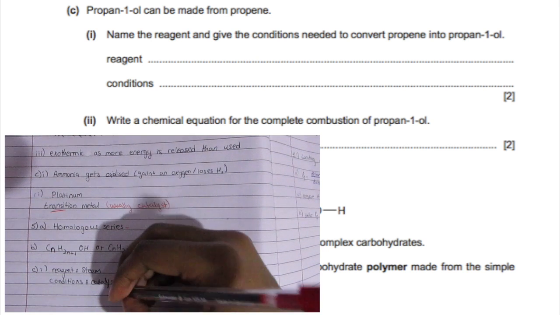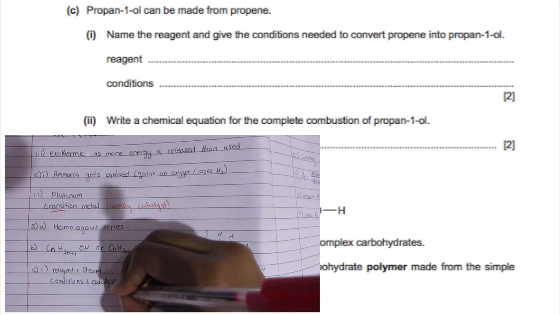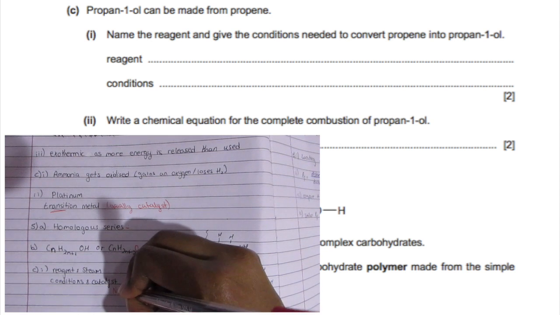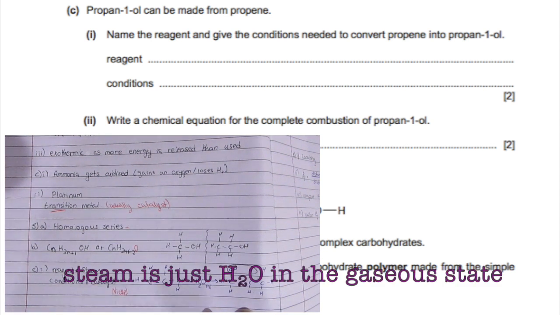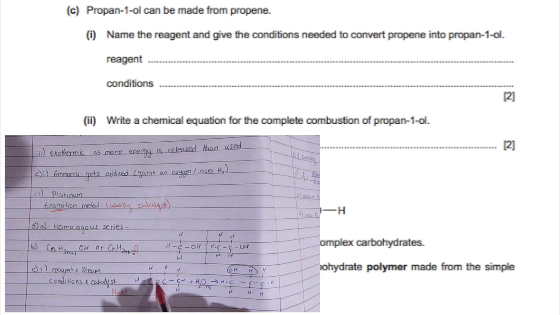Now, propanol can be made from propene. Name the reagent and give the conditions needed to convert propene into propanol. The reagent is steam, and the condition is the use of a catalyst. Now, the double bond here, I drew it out for the propanol. The double bond ends up breaking, and the hydrogen and the OH end up taking its place, and so you have propan-1-ol.